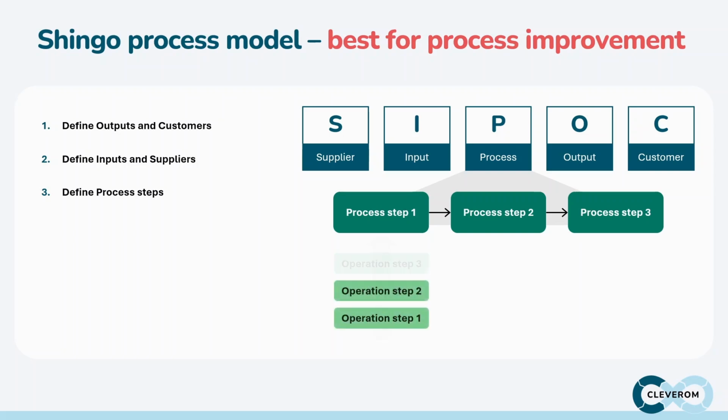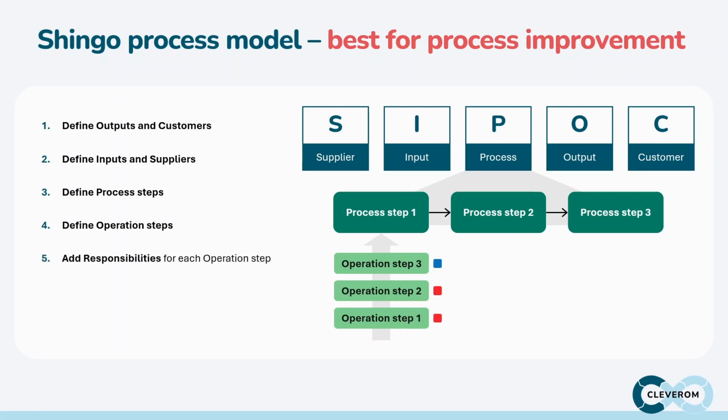The fourth step is to map the operation steps. Operation steps state how the work is done in the process. They tell on a more detailed level how to complete a process step. Process steps can be thought of as the title for a group of operation steps. Like process steps, operation steps describe action, so start them with a verb. Operation steps are read from bottom to top and are denoted with light green color.